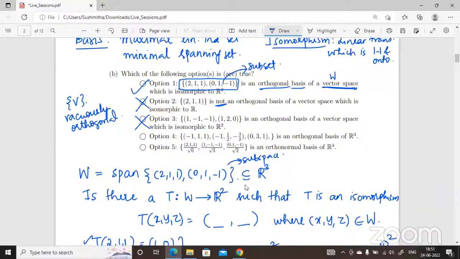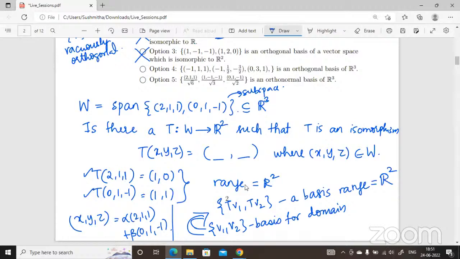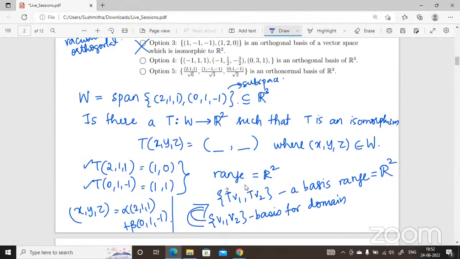Ma'am, in option 1, the transformation is not defined. They have not defined the transformation. So how can we say it is definitely isomorphic? There is no transformation given, but to show that two vector spaces are isomorphic, it is enough if I define an isomorphism between them, right? A map which is 1-to-1 and onto, correct? Yes, ma'am. I am defining the isomorphism.